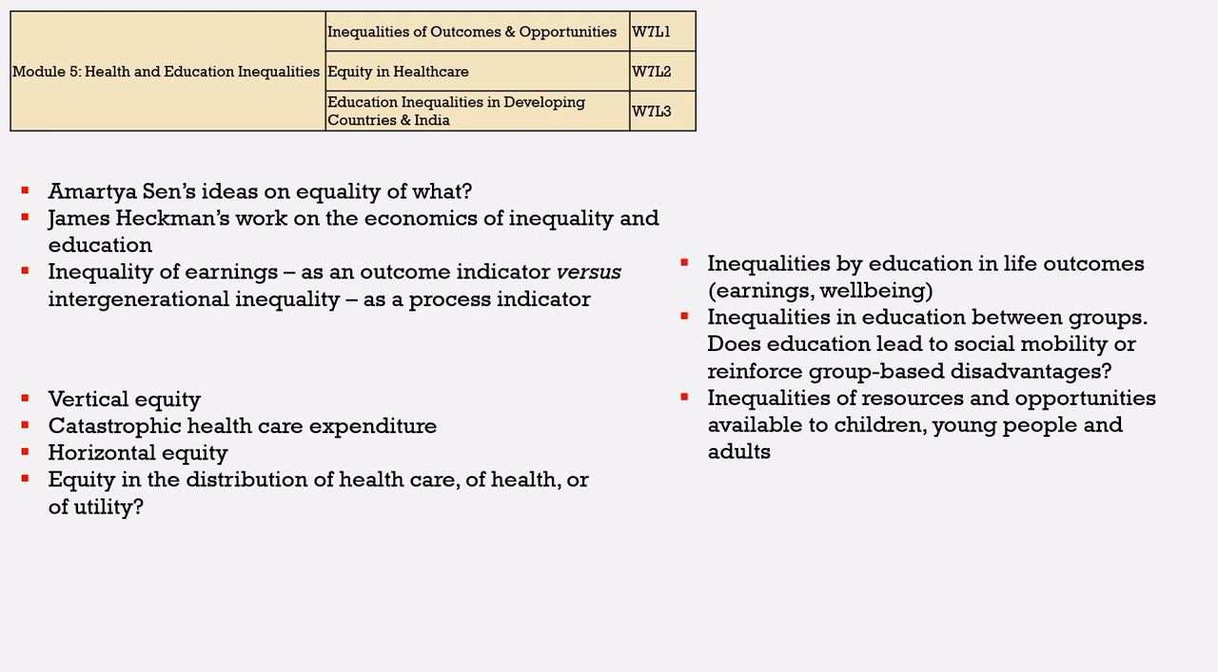So, in the first lesson of this week, we discussed Amartya Sen's ideas of equality, where he spoke about equality of opportunity and equality of outcomes. With regard to education, we focused on James Heckman's work on the economics of inequality, particularly in the context of early childhood care and education. And then finally, we took a few examples with respect to inequality of earnings, where we focused on intergenerational inequality. Earnings was an economic outcome indicator to be able to understand the intergenerational process of inequality.